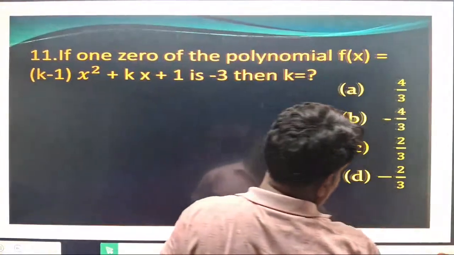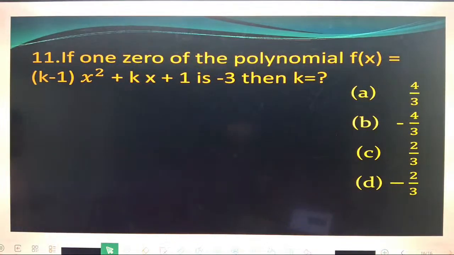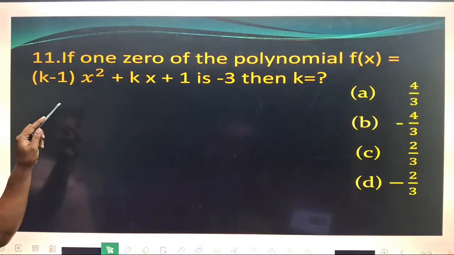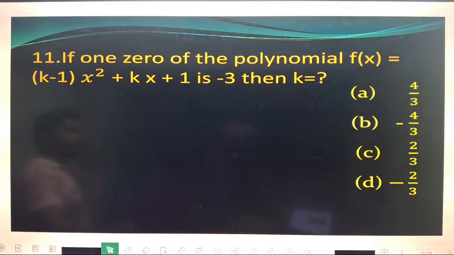This is the last question of today's session. If one zero of the quadratic polynomial f of x equals k minus 1 times x square plus kx plus 1 is -3, then what is the value of k?